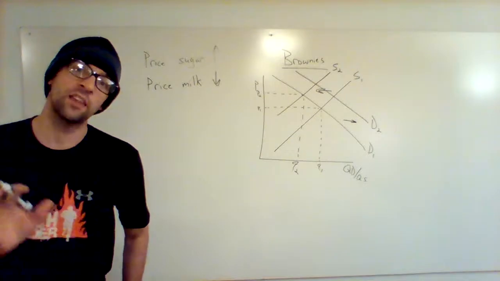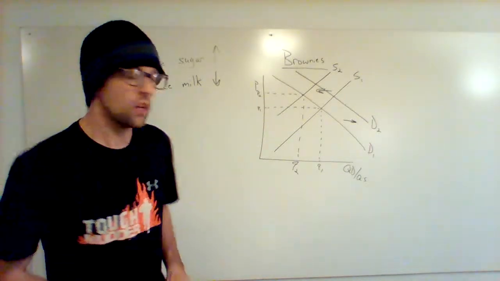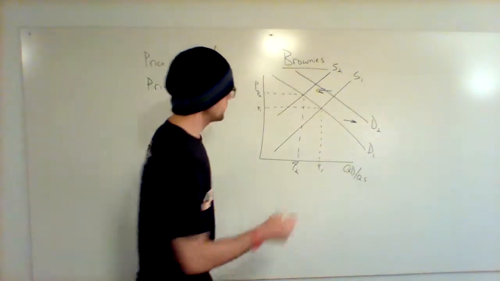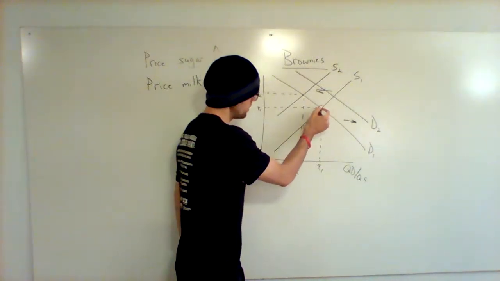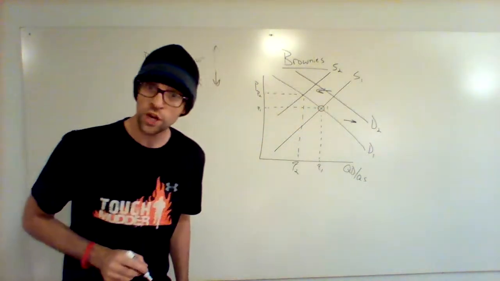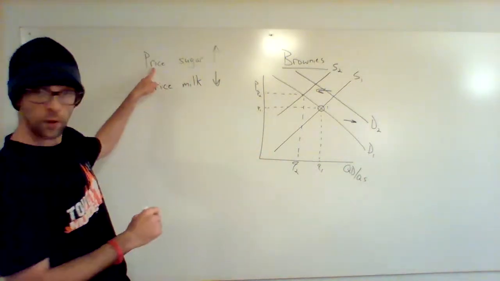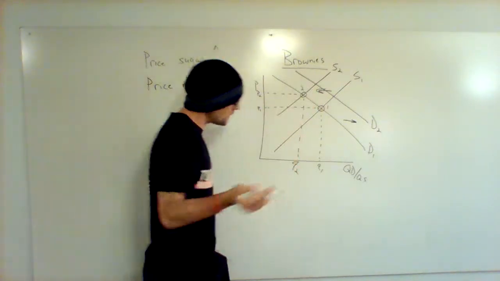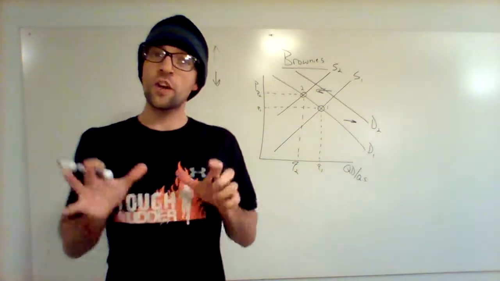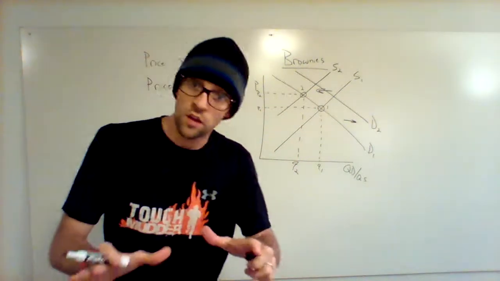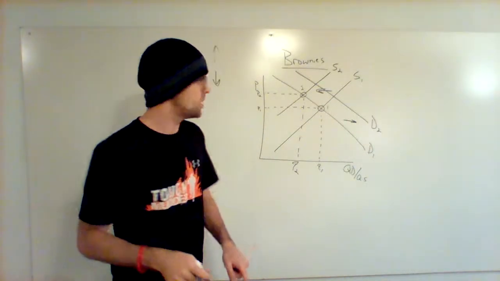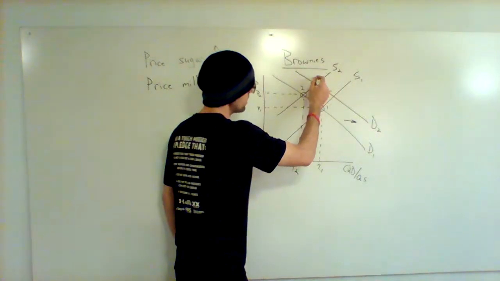D2. Now this is where you got to pay attention. So I'm going to label our equilibrium points here so that you kind of follow the story. So originally, right here, that was equilibrium number 1. Then the price of sugar went up. Okay, I moved that, and that's 2, let's say. Now the question is, where's our final equilibrium point? Well, it's going to be at the intersection of D2 and S2, and it is here.